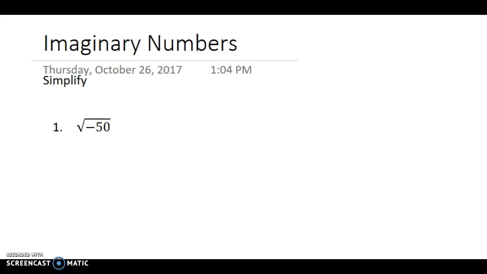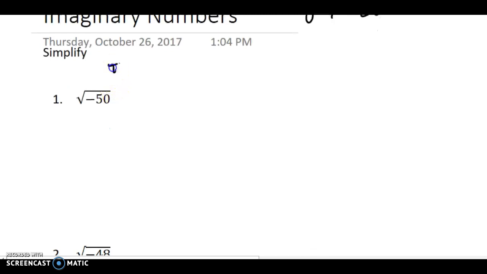So we're talking about imaginary numbers today, and in some of our previous problems we've had questions that look like this, like the square root of -4, and the square root of 4 is 2, and when we square root a negative you get an i, and it's plus or minus, right, when we're solving. So here we just want to simplify these.